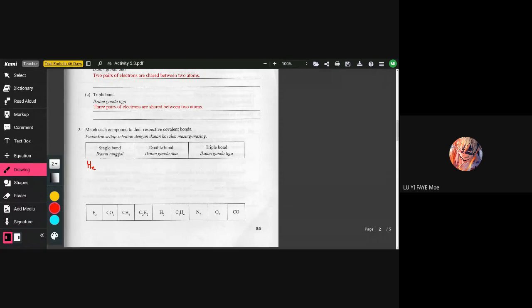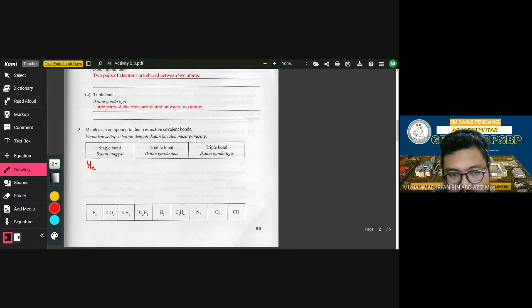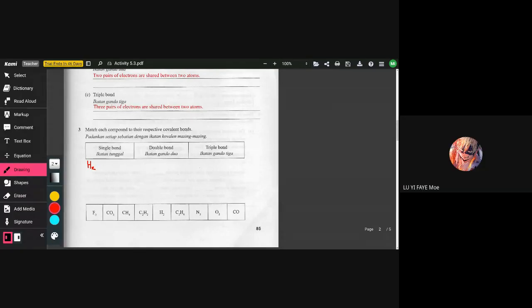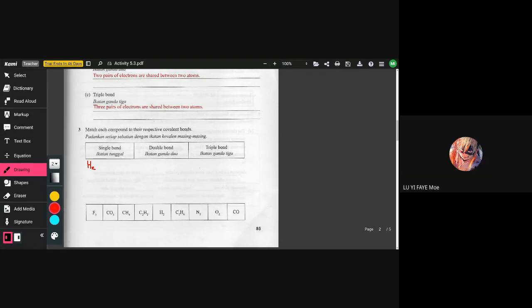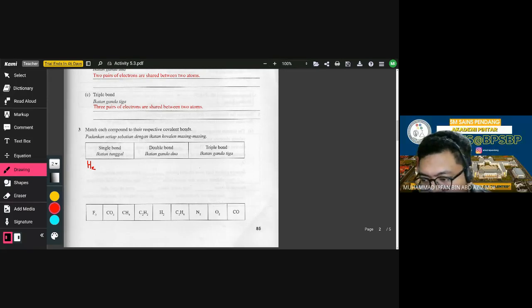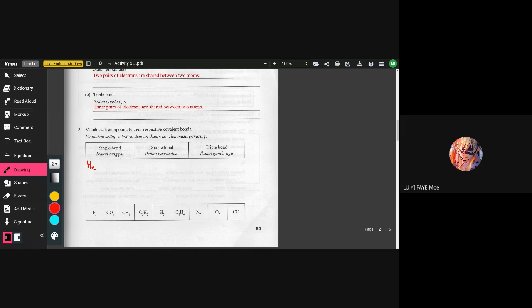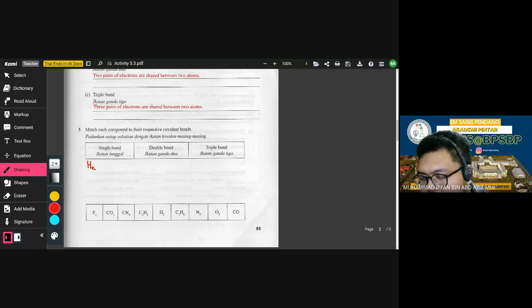Okay, next. Apa lagi? Single bond. For F, is it fluorine? Okay, why? Yes, F is fluorine. Then it is single bond. Why?